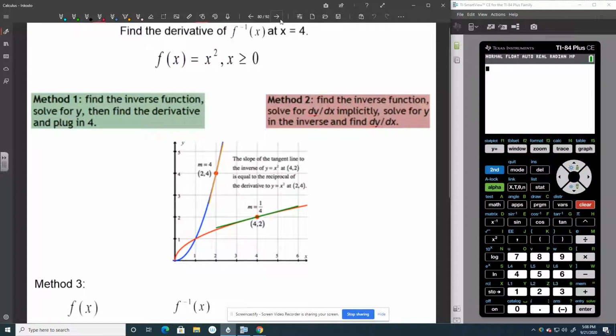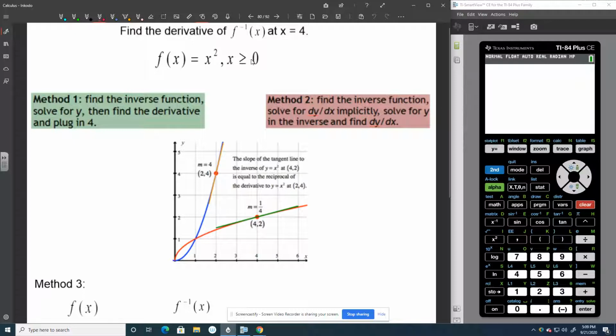Moving on, enough of the old stuff. So what if we're trying to take the derivative of an inverse? What if I'm trying to take the derivative of f inverse of x at the point x equals 4? The first thing I have is my function, f of x equals x squared, for all my x's greater than or equal to 0. That's just telling me that I'm not using the whole parabola. I'm just using my parabola when x is greater than or equal to 0.